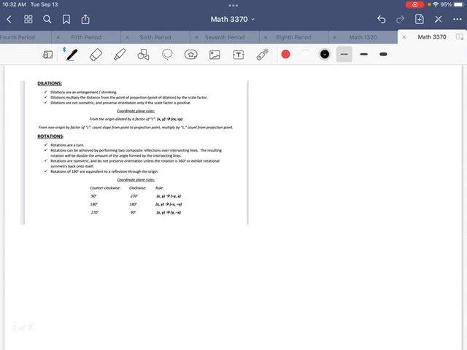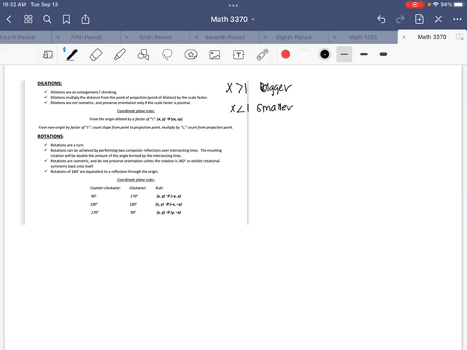Dilations are whenever you make a shape bigger or smaller. So those are pretty easy. You just multiply the points by the scale factor. And if your scale factor is greater than 1, then the shape that you're dilating is going to get bigger. And if your scale factor is less than 1, so like a fraction, then your shape will get smaller.